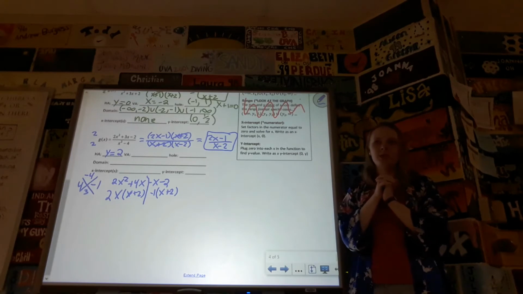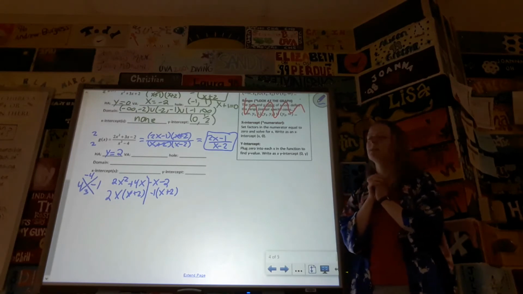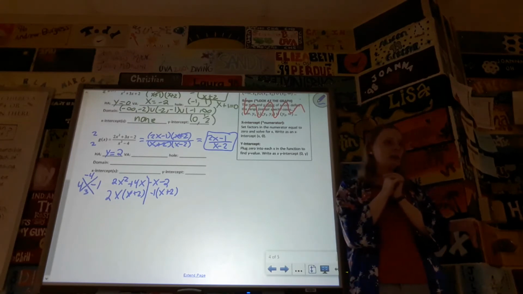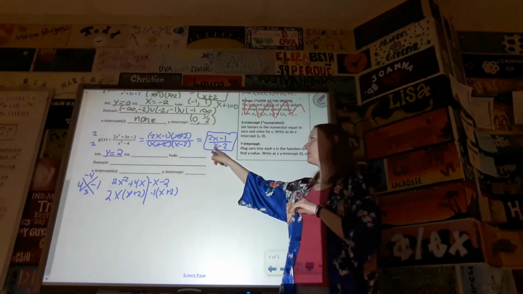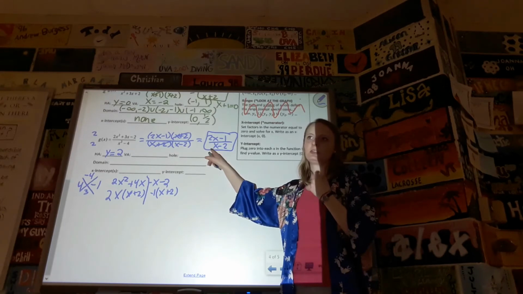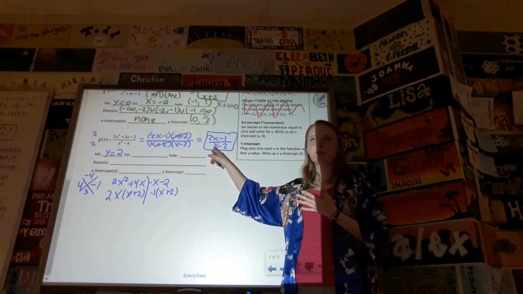Denominator. The denominator has the vertical asymptote. Remember, the vertical asymptote is a discontinuity. It is a value of x that's not allowed, and the reason why it's not allowed is because you can't divide by 0. So we can't have a 0 in the denominator. That's how we get the vertical asymptote.